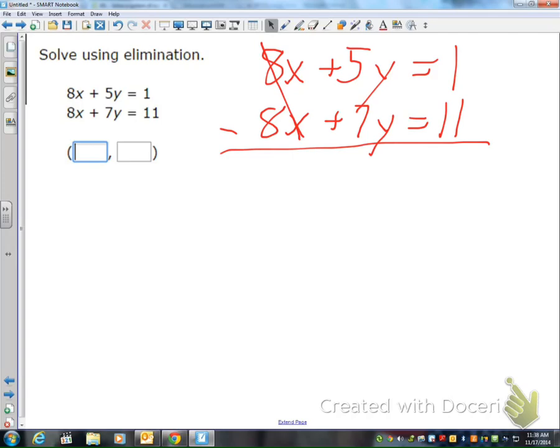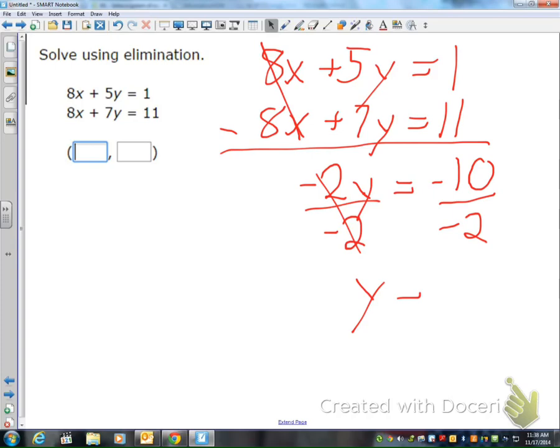5 minus 7 gives me negative 2y, and 1 minus 11 gives me negative 10. Now I have one more step here to get y. I need to divide through by negative 2, so I get y equals positive 5.